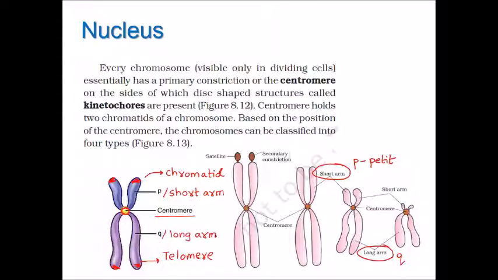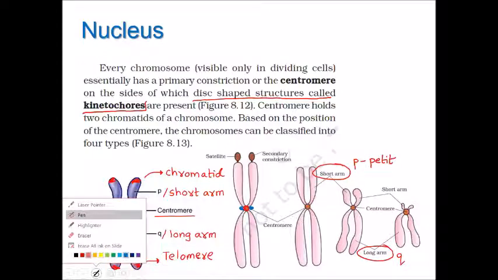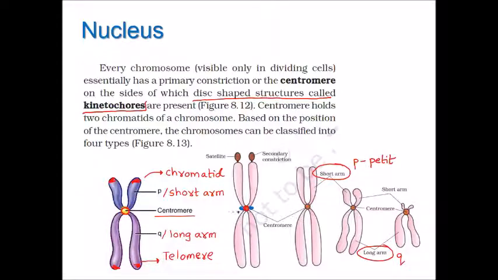Also, one more point. On the sides of each of these centromeres, you will find disc-shaped structures. These disc-shaped structures are called kinetochores. So suppose this is a centromere, on both sides of the centromere you'll find disc-shaped structures. These disc-shaped structures are called kinetochore.